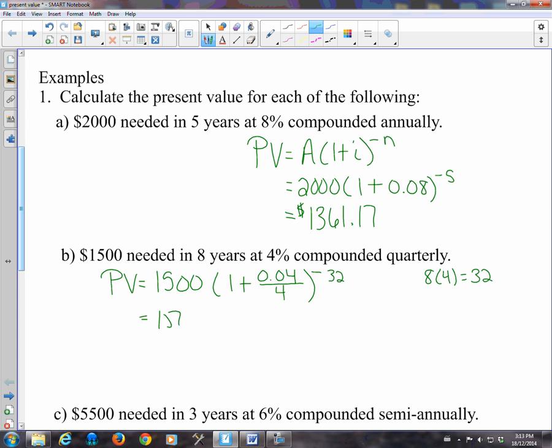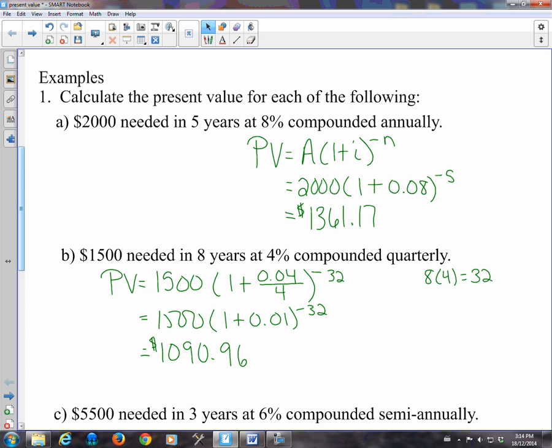When you're doing present value, sometimes this division of the interest works out nicely. And you can do that, and you can use your calculator and type it all in. And you end up with $1,090.96. You will notice that the present value is always smaller than the accumulated amount.